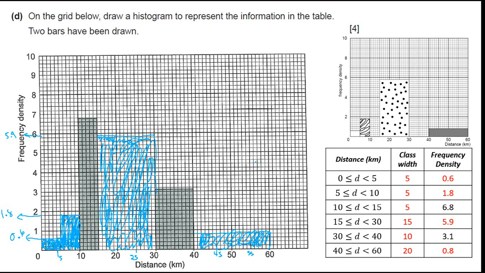So this is the end of the topic on statistics, and then also the end of this paper. Shading was tough. Shading is tough.